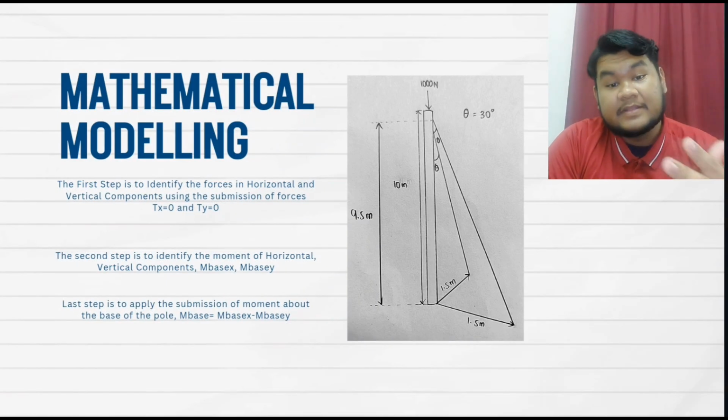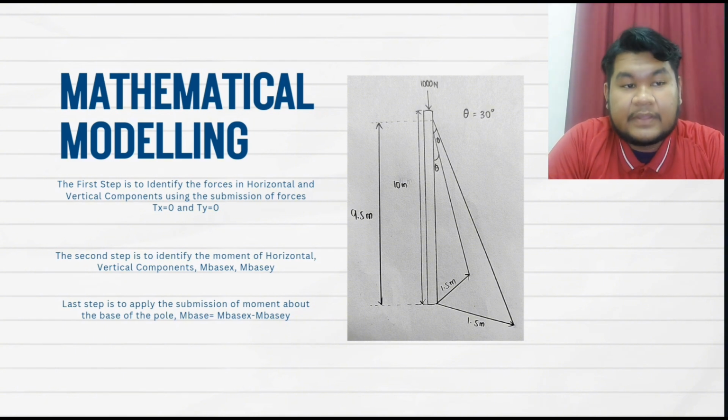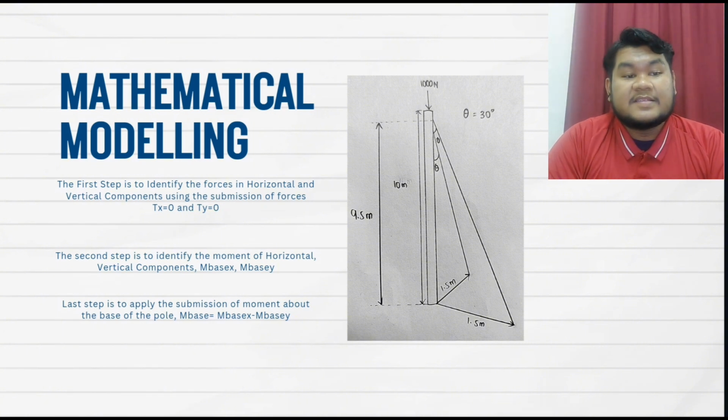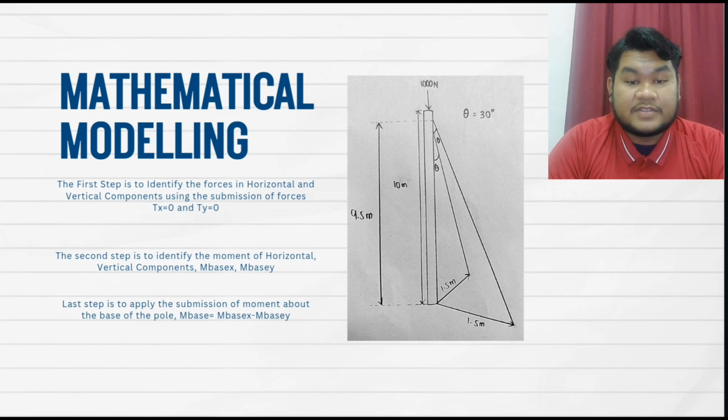Now we'll be looking at the mathematical modeling for this project. The first step is to identify the forces in horizontal and vertical components using the summation of forces, which is noted as Tx equals 0 and Ty equals 0. The next step is to identify the moment of the horizontal and vertical components, which is noted as M base x and M base y. The last step is to apply the summation of moments about the base of the pole, which equals M base equals M base x minus M base y.